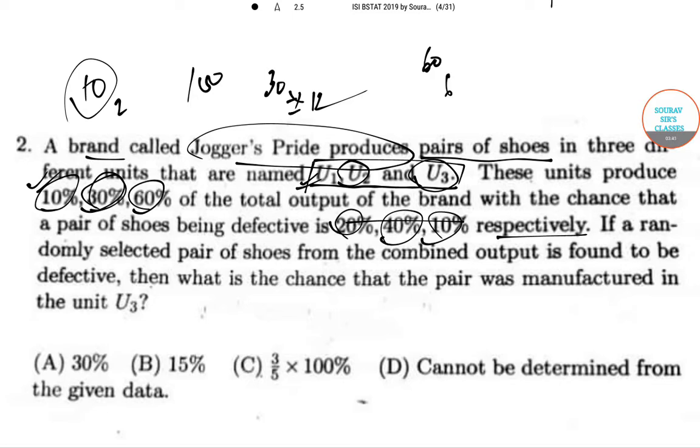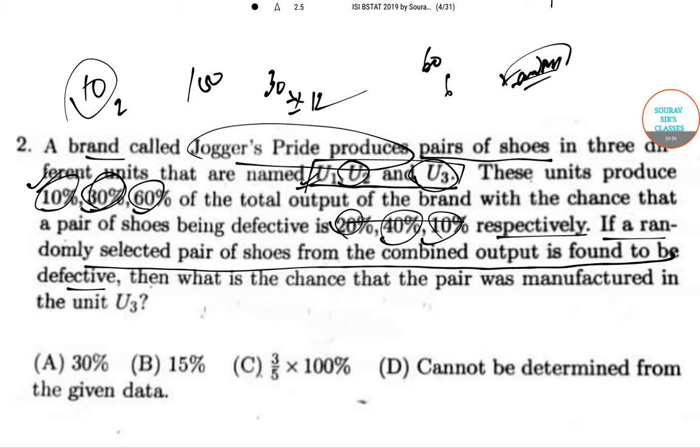Now a pair of shoes randomly selected from the combined output is found to be defective. What is the chance that the pair was manufactured by unit 3? Chance means probability. It is said that the pair is randomly taken, and that it is found to be defective. So what is the probability that it is from U3? This is a question of Bayes theorem. Very important question, very interesting question.